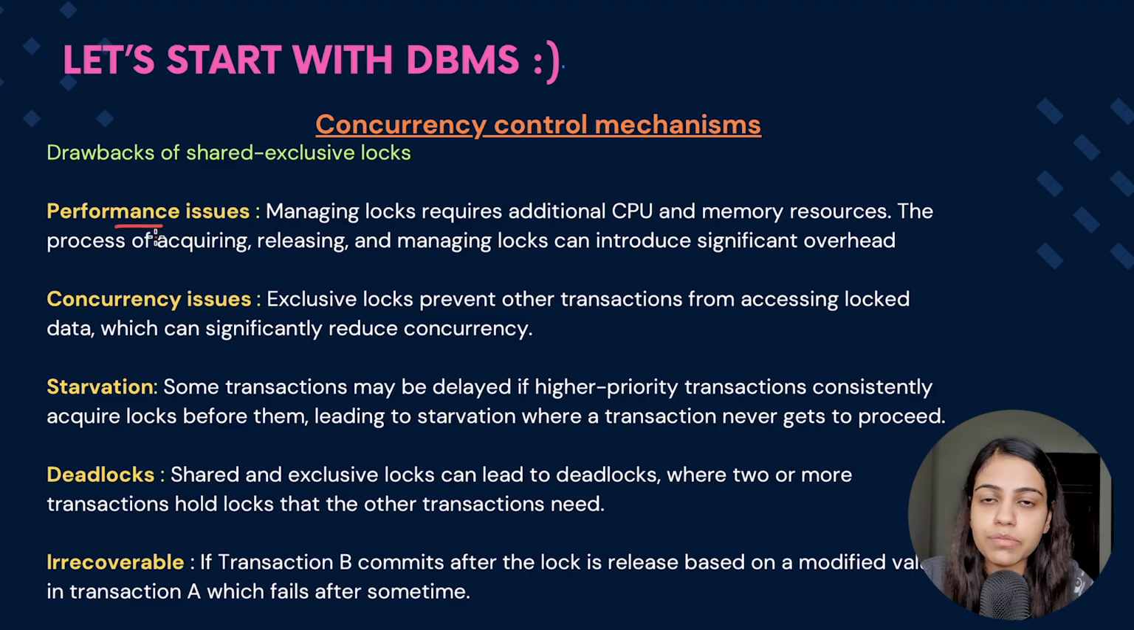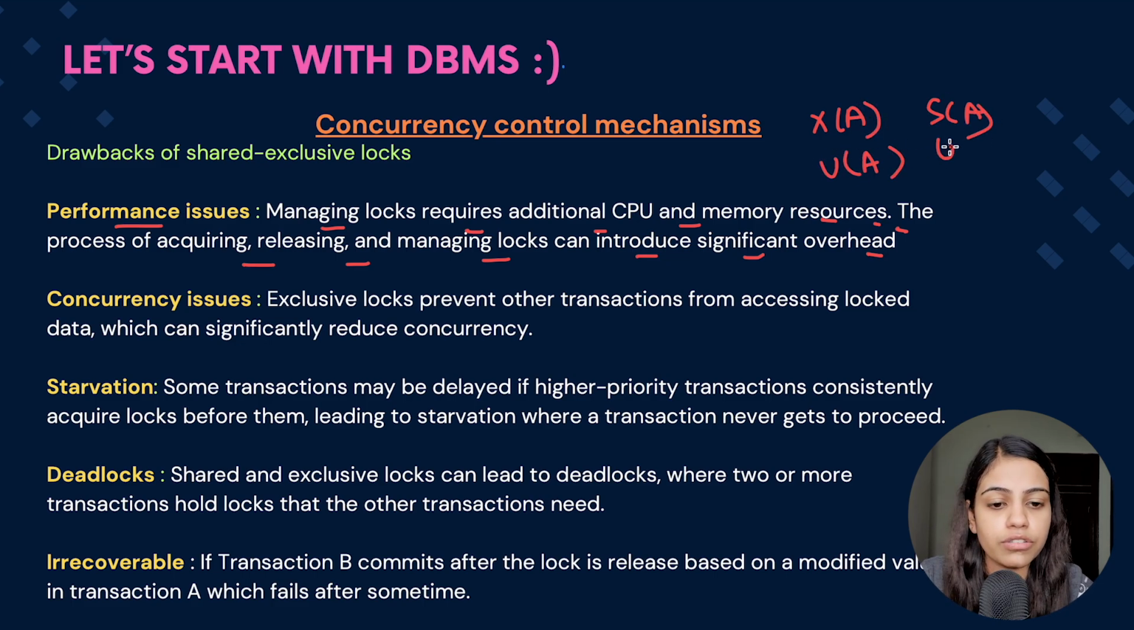So the very first one is performance issue. Managing locks requires additional CPU and memory resources. The process of acquiring, releasing, and managing locks can introduce significant overhead. So here we are acquiring a lock, exclusive or shared, and then we are releasing that particular lock. So it can introduce some performance overhead, because of which performance issues can arise in our CPU as well as in our memory. Now coming to the next pointer, that is concurrency issues.